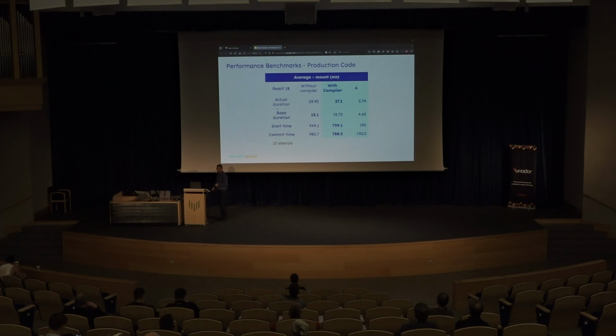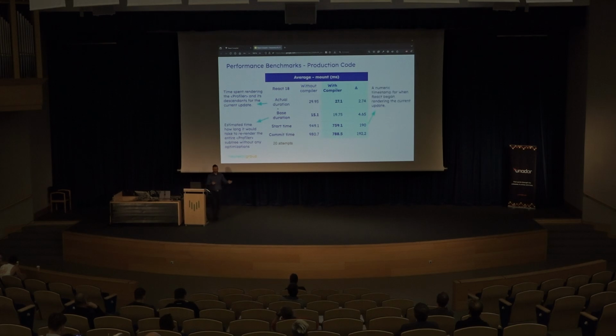So just for explanation, actual duration is the time spent rendering the profiler and its subtree for the current update, so actual time. Base duration is the estimated time, yeah, of rendering the tree without memoization.